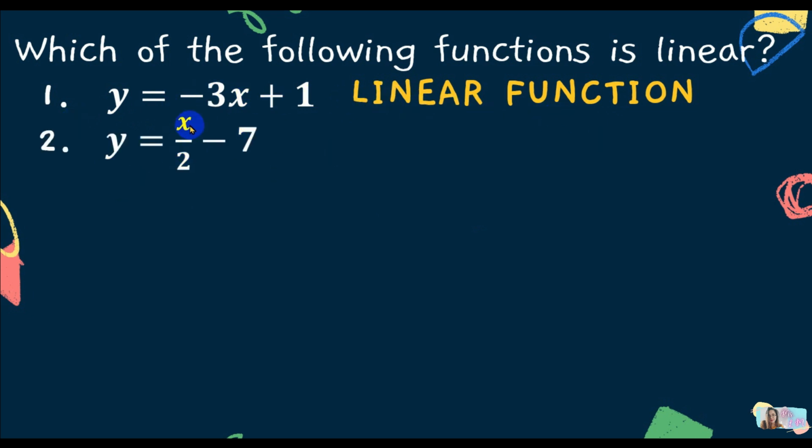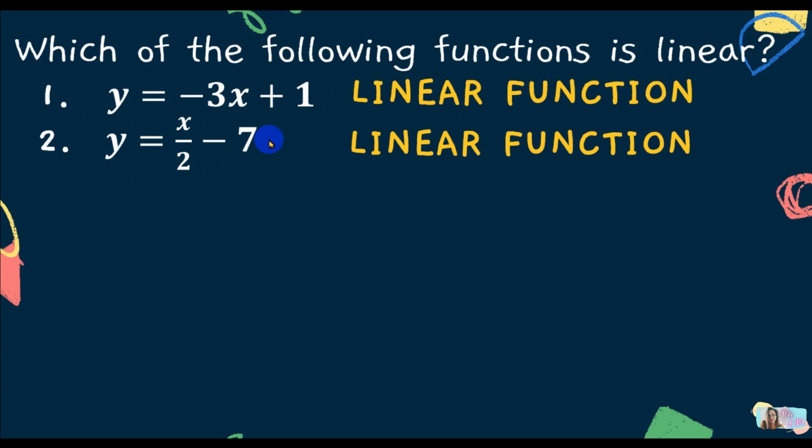Another, number 2, y is equals to x over 2 minus 7. Can we consider this as linear function or not? Yes, again, this is a linear function. And as you can see, x over 2 can be formed as 1 half x minus 7. So, naka-slope-intercept form pa din po siya.